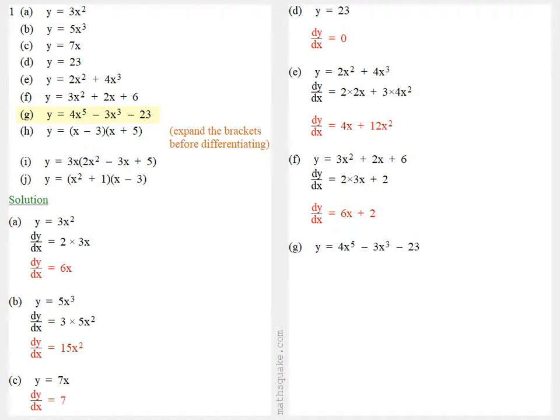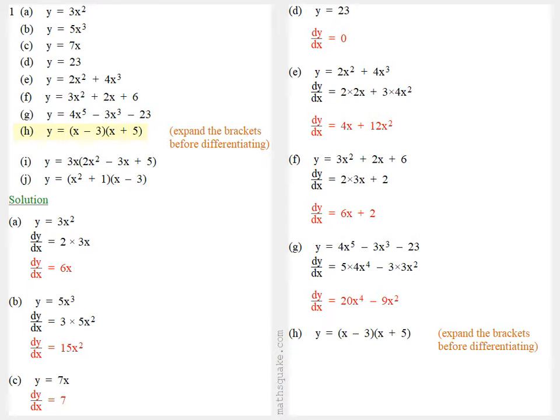In question G, we've got y equals 4x to the power 5 minus 3x cubed minus 23. Now when we differentiate, dy by dx is equal to, now in the first term the 5 comes to the front and is reduced as a power by 1. So that's 5 times 4x to the 4. In the second term, the cube, the 3 is brought to the front and it's reduced to a squared. So you end up with minus 3 times 3x squared. And that simplifies to dy by dx is 20x to the 4th minus 9x squared.